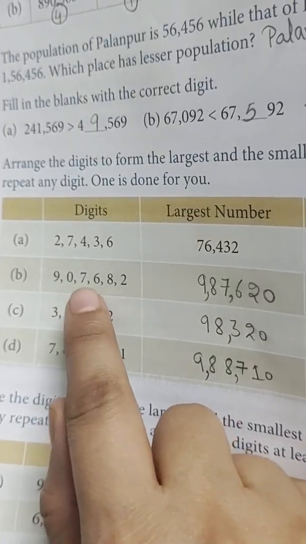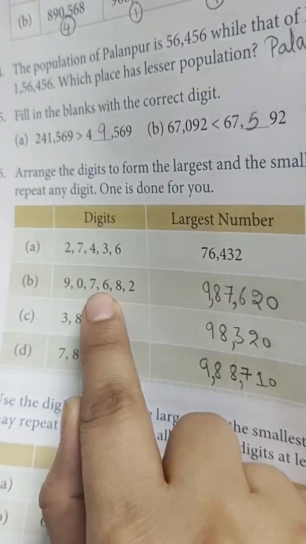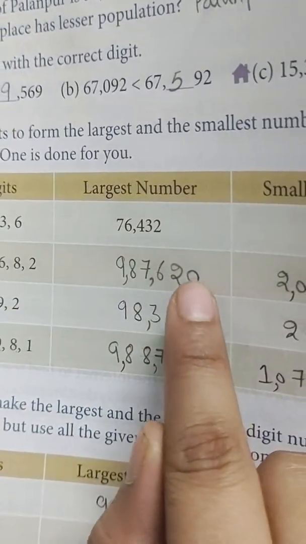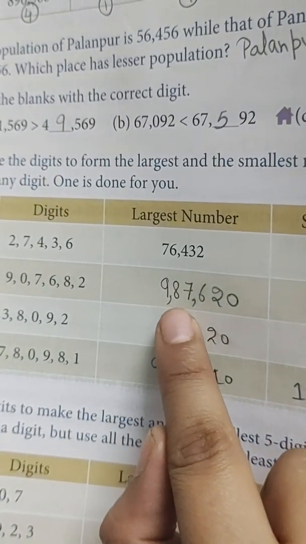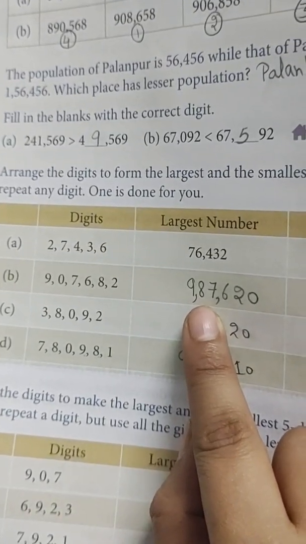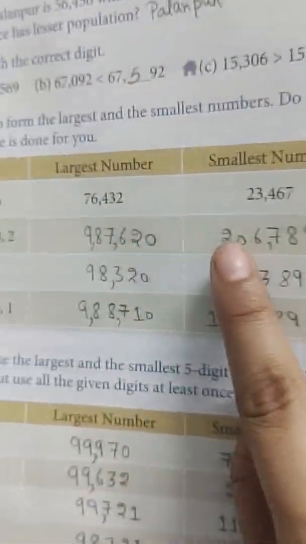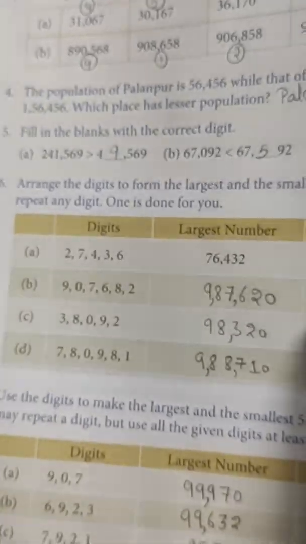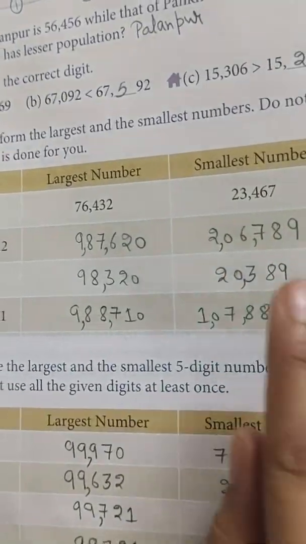So here firstly you have to find the biggest number: 9, then 8, then 7, then 6, then 2 and 0. I have put commas according to the Indian numeral system: ones, tens, 100, 1000, 10,000, lakh. Now you have to make the smallest number by arranging the digits, but you cannot put 0 in front. So what you will do is put this 0 in between.